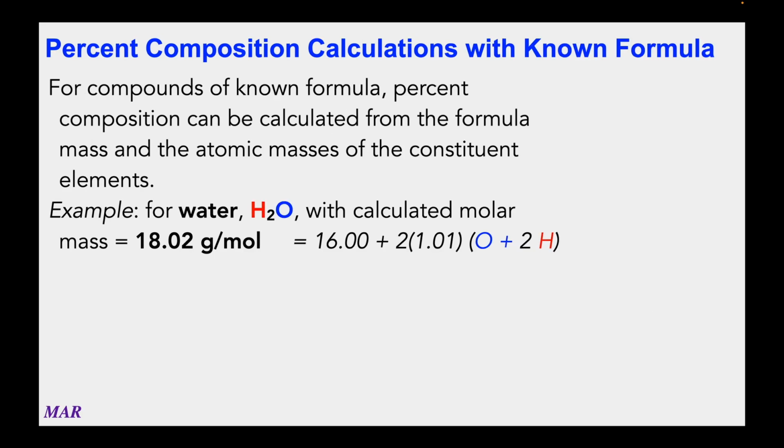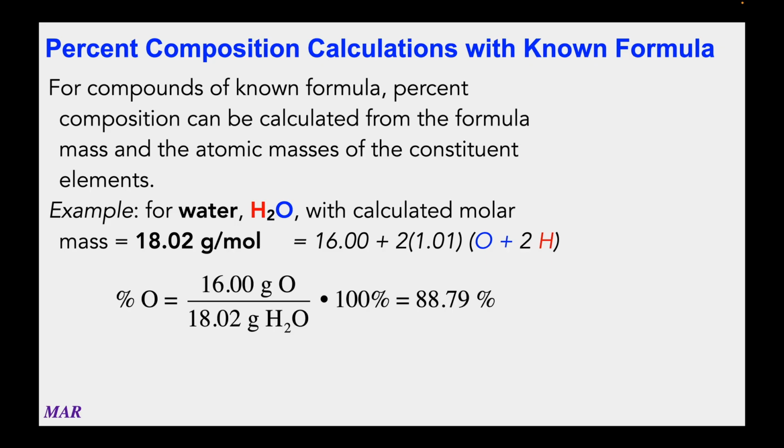If you know the formula of the compound already, you can also find the percent composition. As an example of what I mean by this, let's consider water. Good old H2O is going to follow us all the way from Chem 221 through Chem 223. If you remember, we could find the molar mass of water. It's 1 oxygen, which is 16.00 grams per mole, and 2 hydrogens, 2 times 1.01 grams per mole. So the molar mass of water is 18.02 grams per mole.